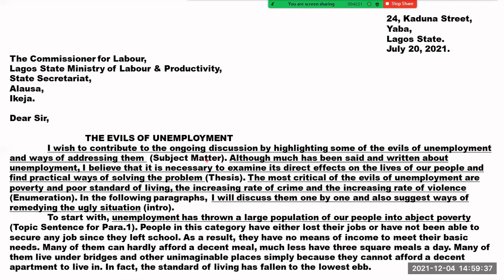And this is the hook, this is the subject matter. Although much has been said and written about unemployment, I believe that it is necessary to examine its direct effects on the lives of our people and find practical ways of solving the problem. This is your thesis.